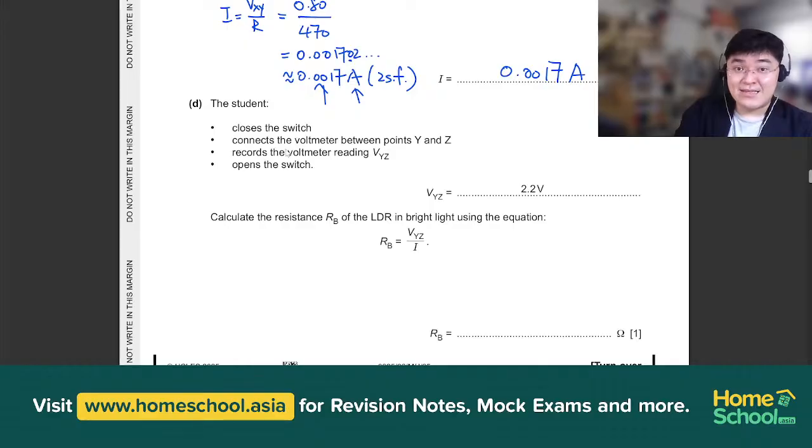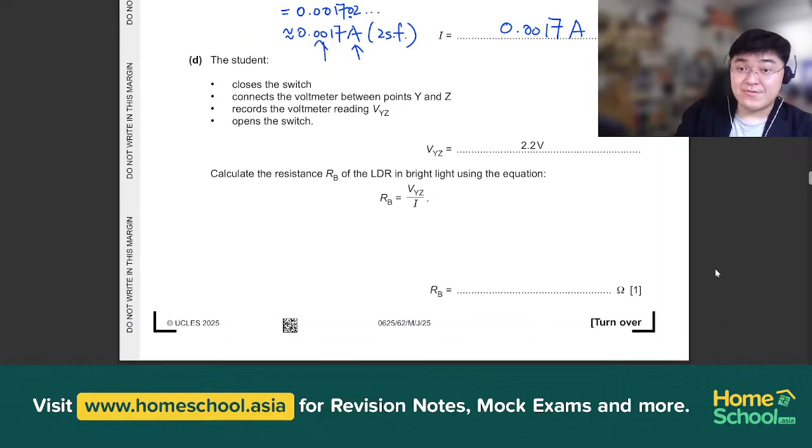And then they record the voltmeter reading VYZ and open the switch. You see, VYZ is 2.2 volts, right? So we have to calculate the resistance RB of the LDR in bright light using this equation. Same thing as per usual, RB is equal to VYZ divided by I.